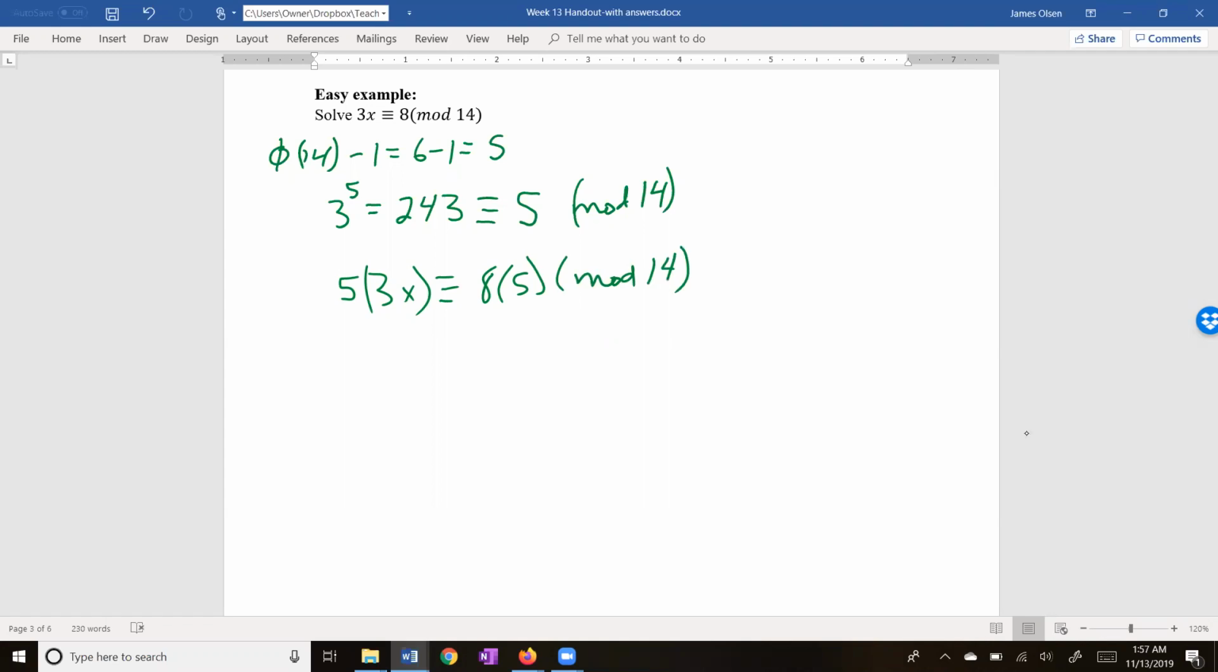Well, as expected, on the left-hand side, we get 1x. That's what multiplying by an inverse does. And on the right-hand side, we have 40. And if I subtract away multiples of 14, I get 12. My answer is 12. And that can be checked by substituting into the original congruence. Now let's do a more sophisticated example with bigger numbers.